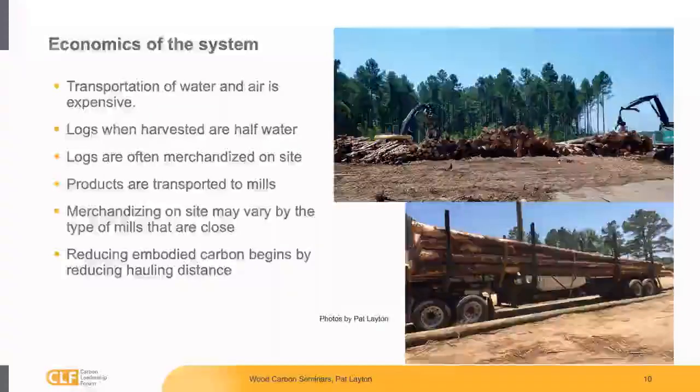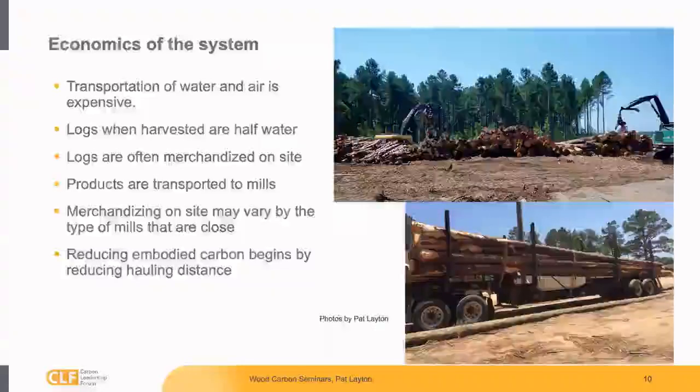Products, if we can merchandise on site, it reduces the amount of transport that we're doing from another site. So it may get to another site and get merchandise before it goes on. So this really makes it very efficient in this system.